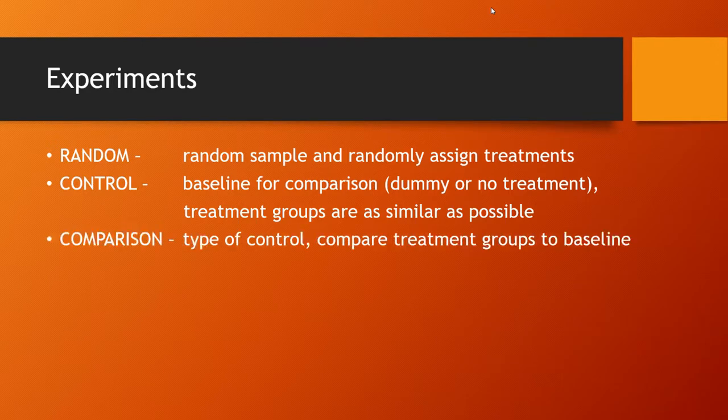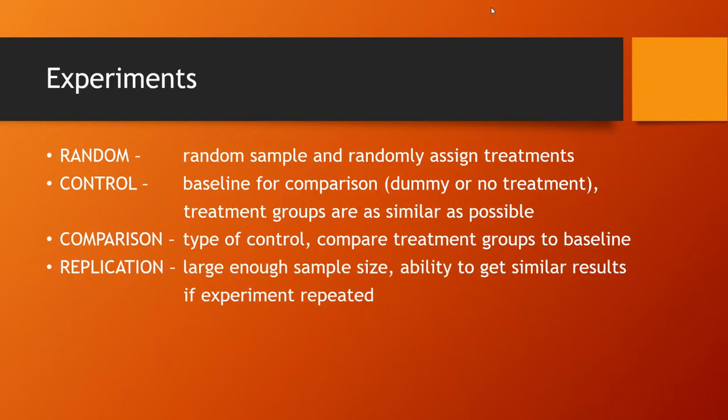The third part is comparison. And this is a type of control. So at the end of your experiment, you're going to compare the different treatment groups and what the response variable was from them. And the last one is replication. Replication simply means 2 things: that you have a large enough sample size, and that if somebody else was to repeat your experiment, they would get similar results. So you need those four components of experiments.